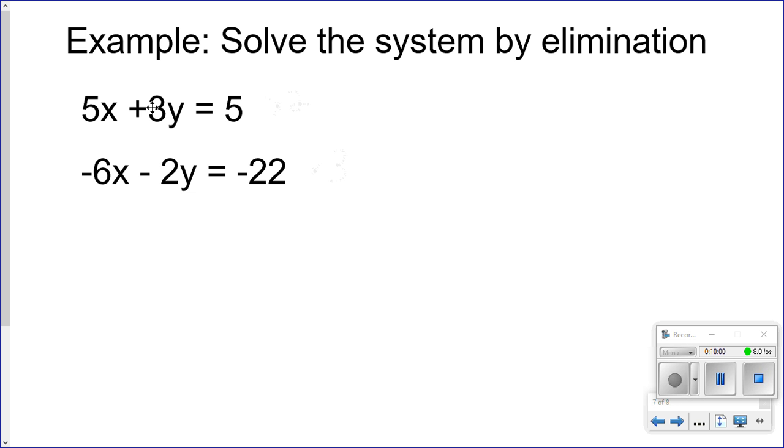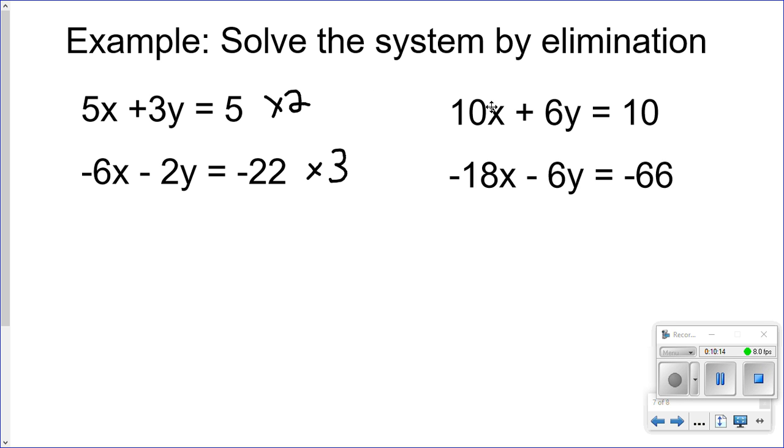So here, to change this to a positive 6, I have to multiply everything by 2. Change this to a negative 6, I have to multiply everything by a 3. So that's what I'm going to do. Every single term will get multiplied. So on the top it becomes 10x plus 6y equals 10. On the bottom we get negative 18x minus 6y equals negative 66.